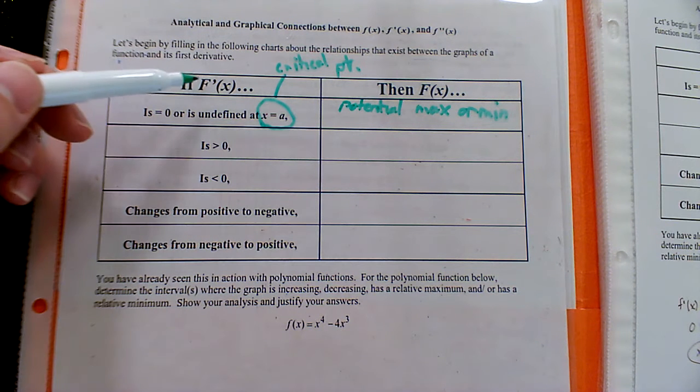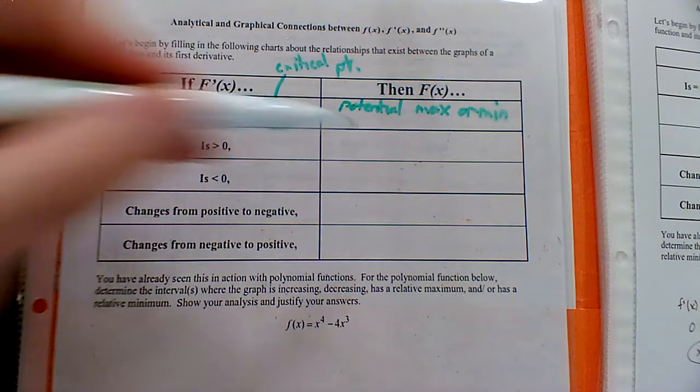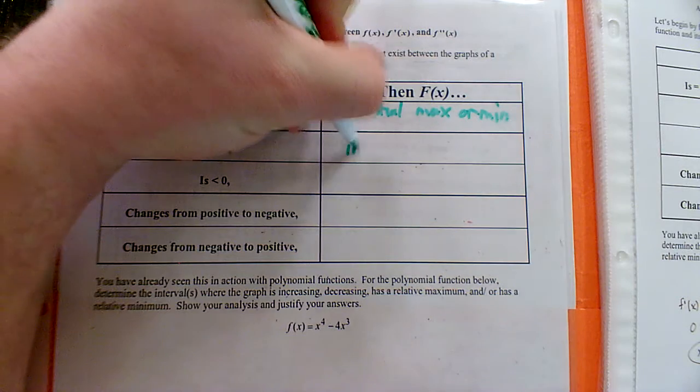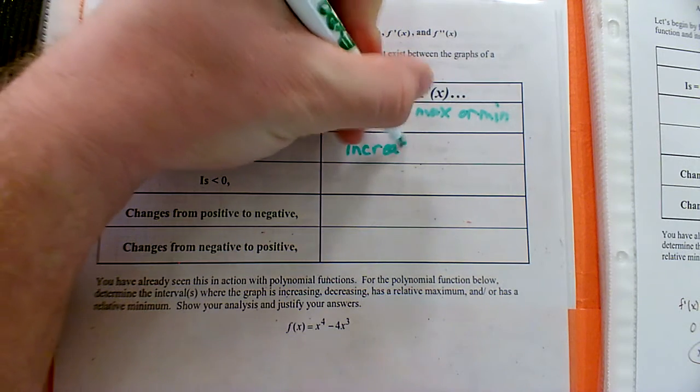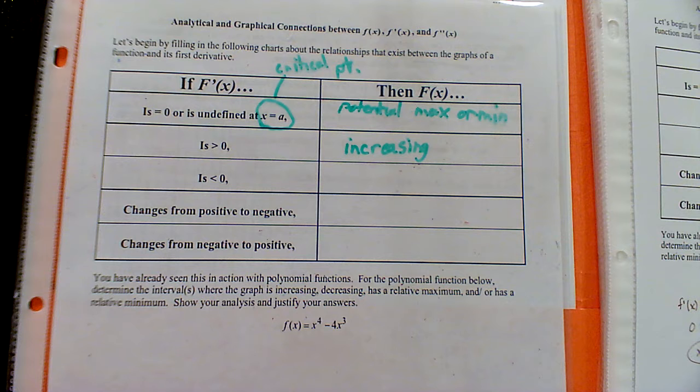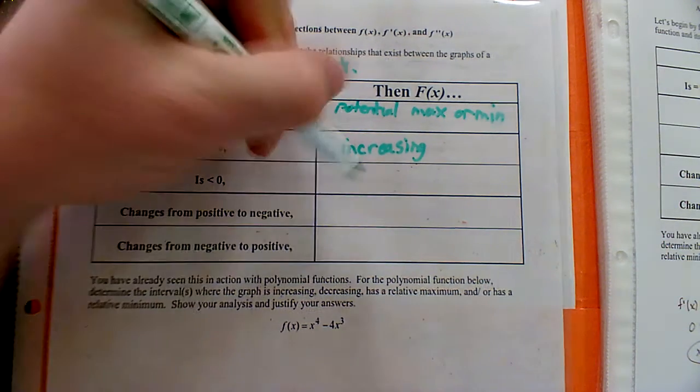If f prime of x, the derivative, is greater than 0, what do we know about the original? Positive slope. It's increasing. If the derivative is less than 0, what do we know? Decreasing.